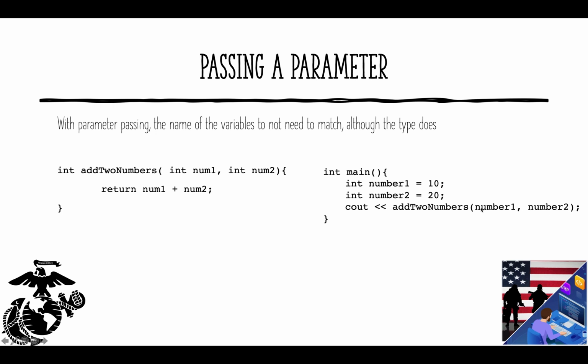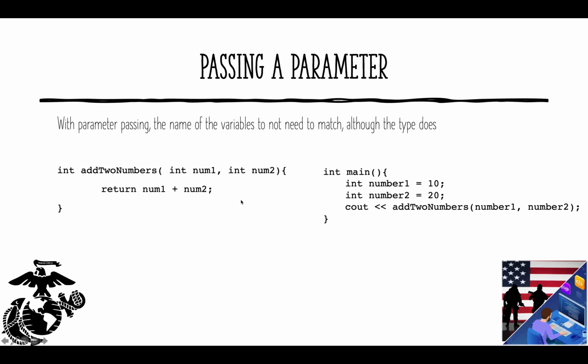This is the first integer we're passing in, and this is our second integer we're passing in. Now let's go to our add two numbers definition. It's going to return an integer. We'll get back to that, but it's our add two numbers function call. The first parameter we're passing in is number1, and that's going to be grabbed, and I'm titling it num1.